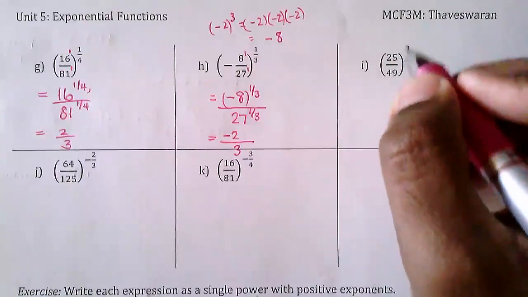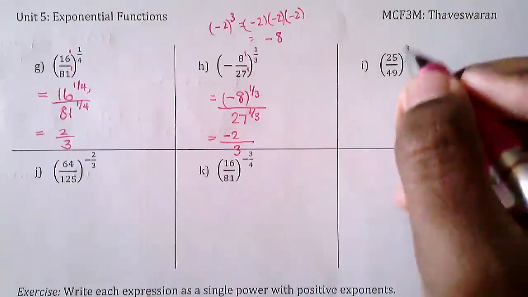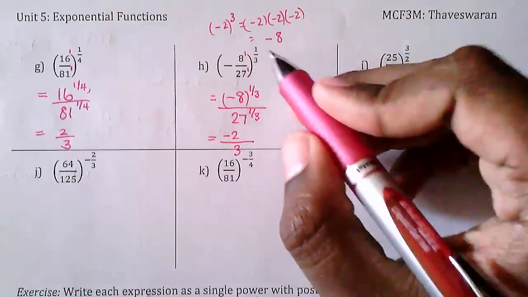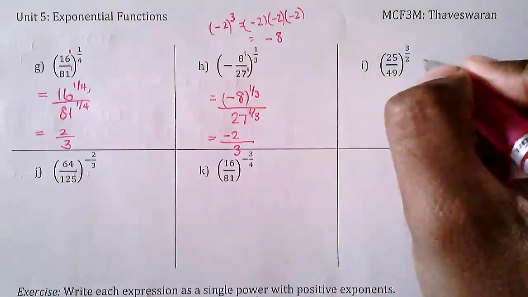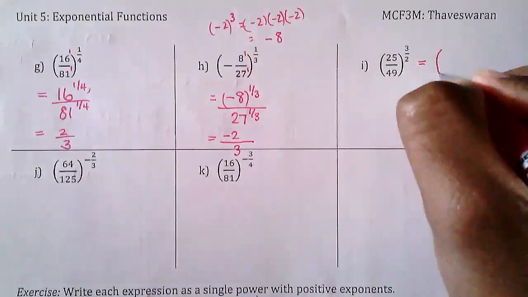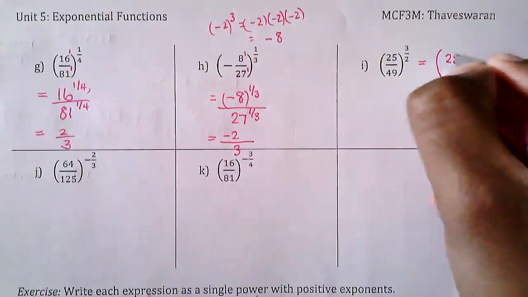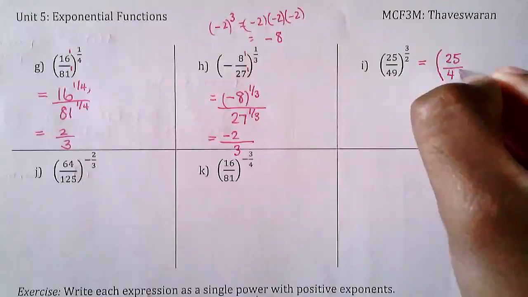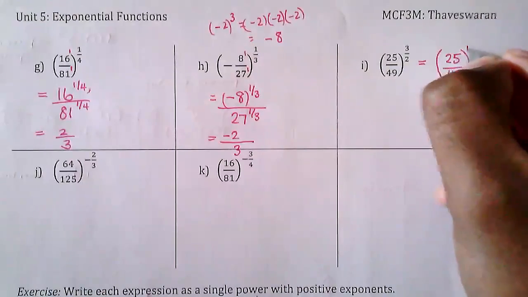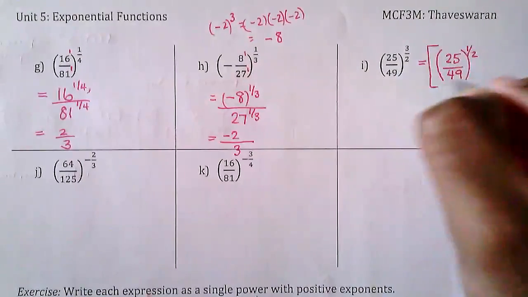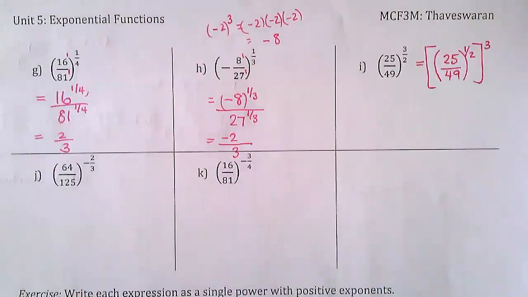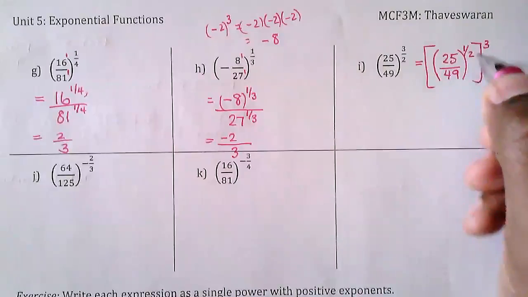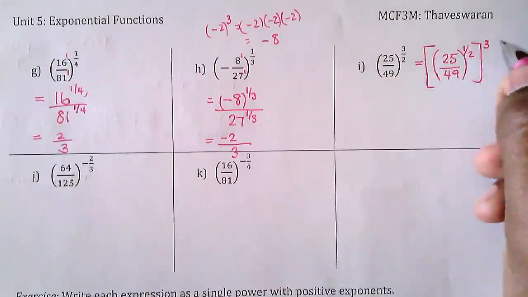Moving on to this, again, we have a scenario where we don't really like our fraction here because we always want it in terms of 1 over something. So we're going to use that same trick we used previously. We're going to slide over the numerator. So we have 25 over 49. I'm going to keep the half first, and I'm going to slide over the numerator. So now I have 25 over 49 to the power of half, all to the power of 3.